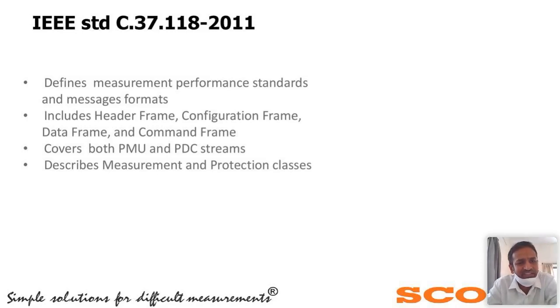This normally defines the measurement performance standards and messaging format. It's a protocol simply, and includes the header frame, configuration frames, data frames, and command frames, covering both PMU and PDC streams, and describes the measurement and protection classes. When you're sending the data, it will also describe whether the data is from the protection class or metering class. There is a differentiation between these two classes when a PMU is sending the data to a PDC.